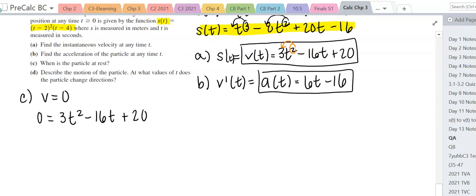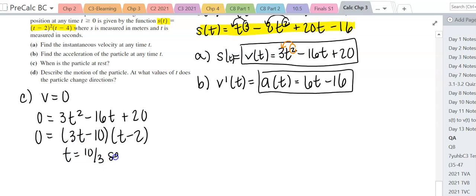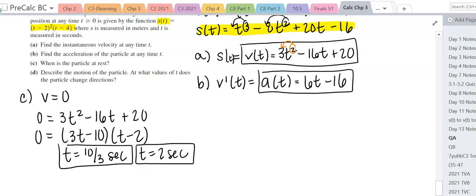This does actually factor, so I'm just going to factor it real quick. But you could just find your x-intercepts. That would be fine also. But you're going to get t equals 10/3 seconds and t equals 2 seconds. All right, and again, the reason that we set velocity equal to 0 is because when we're at rest, that means we're stopped, so velocity is 0.